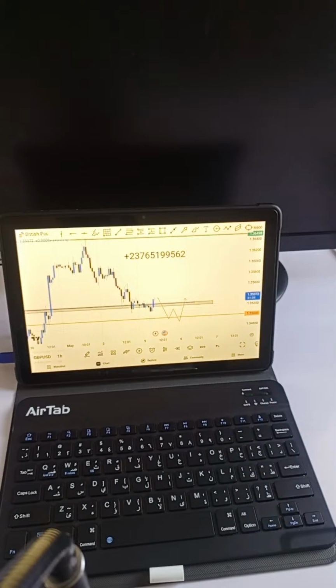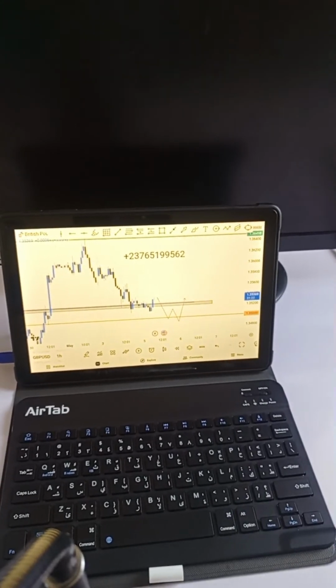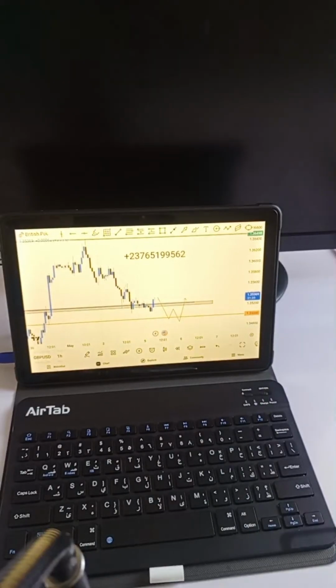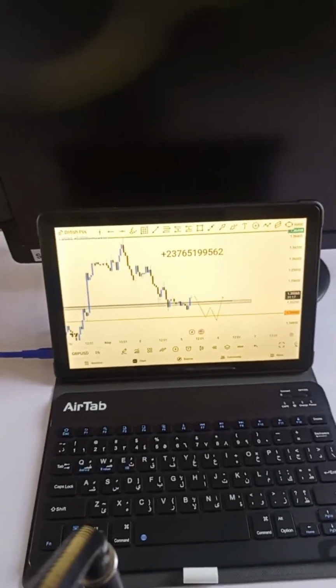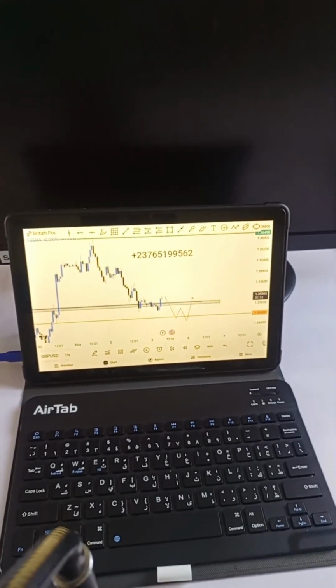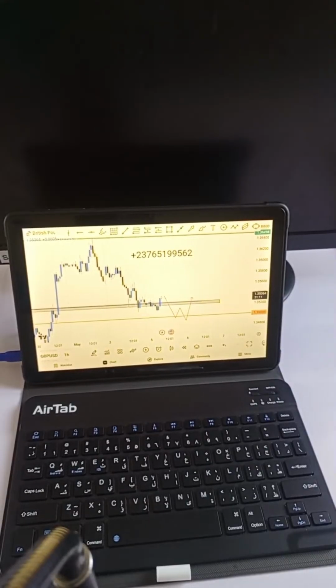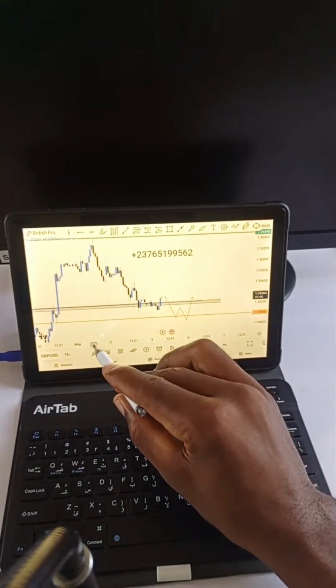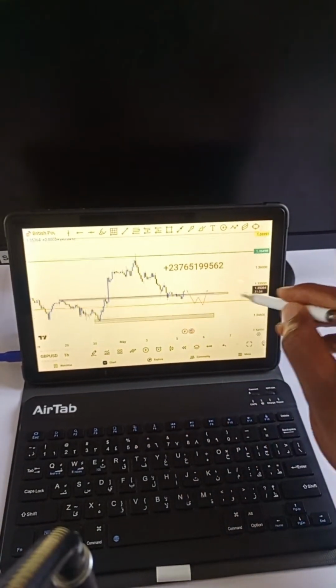So tell me in the comment section, guys, what is your biggest trading challenge? As you can see, we are still watching GBP USD. We're on the 1 hour time frame, and we are waiting to see if we can have a change of character to the upside, giving us buying opportunities, because on the 4 hours we have something like this.